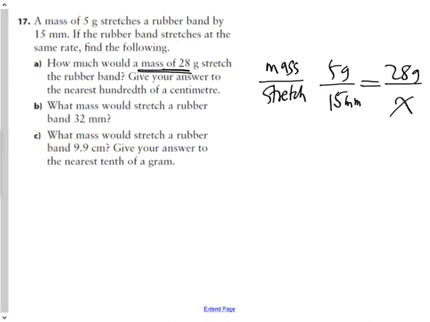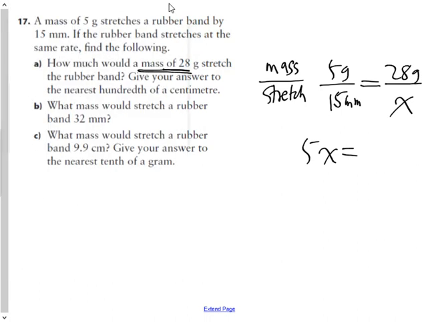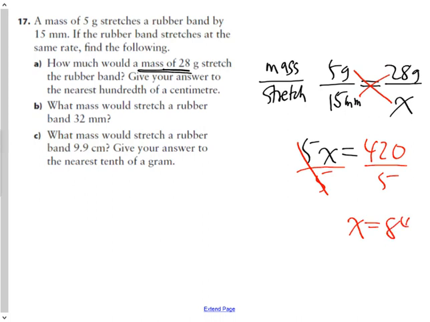So 5 times what is 28? You could do that. Or 5x equals the product of 28 and 15. 28 times 15, which is 420. So 5x equals 420. Divide by 5, and you get x equals 84. And therefore, it will stretch 84 millimeters. That's your answer to A.